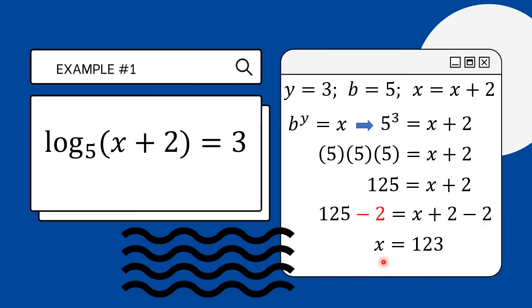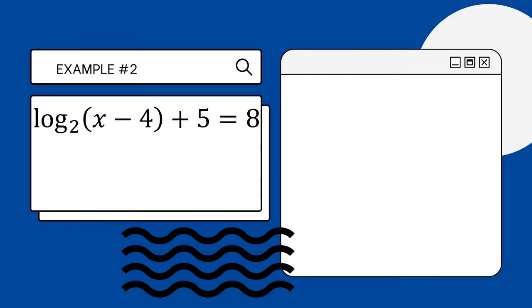Let's move on with the second example. Logarithm of x minus 4 base 2 plus 5 is equal to 8. This time, let's isolate positive 5 by adding negative 5 on both sides. We'll get logarithm of x minus 4 base 2 plus 5 minus 5, and that is 0, is equal to 8 minus 5. 8 minus 5 is equal to 3. So we'll get logarithm of x minus 4 base 2 is equal to 3.